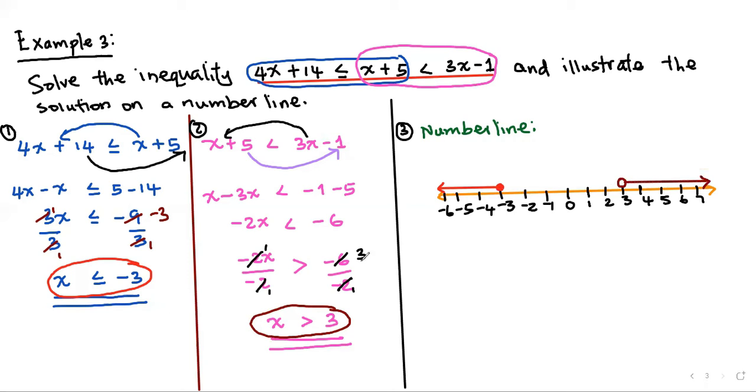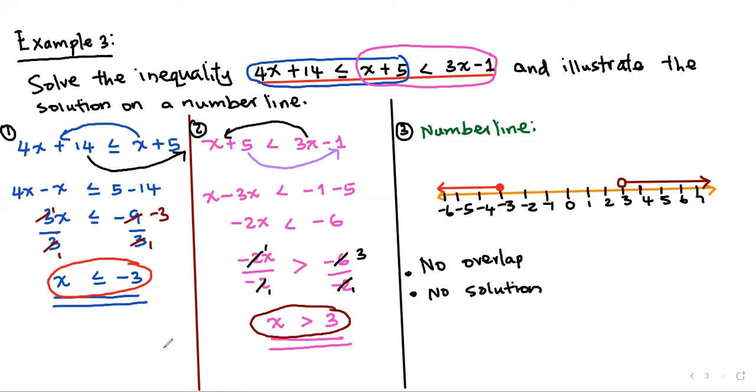Now, when you look at this number line, we do not have any overlapping area. So there is no overlap. So since we don't have any overlapping region, it implies that we do not have a solution. There is no overlap, so since there is no overlap, it means that there is no solution.